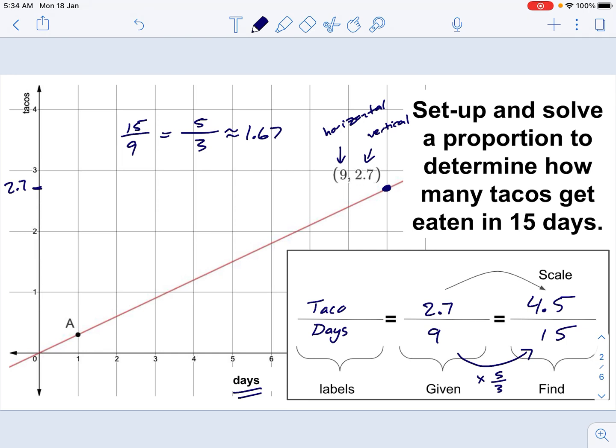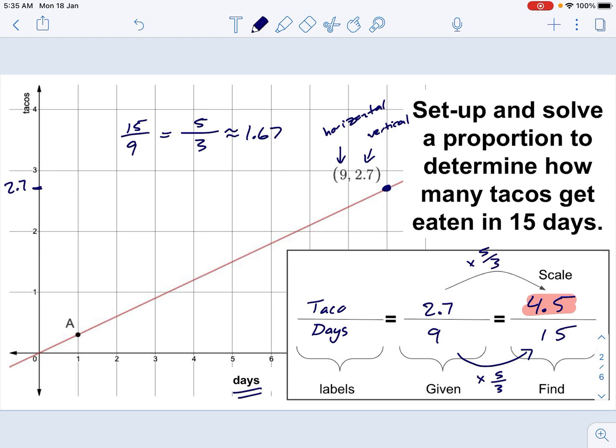So I got to do the same thing. I would take 2.7 times 5 over 3, or 1.67. And that's where I come up with my answer of 4.5. So that's the problem, not just the answer, but I really want you to think about what it means to set up and solve a proportion, because you will be asked to do that.